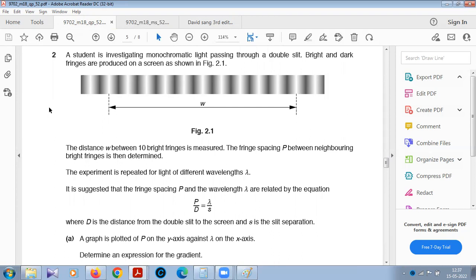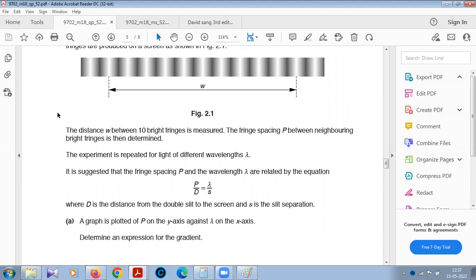You can observe constructive and destructive interference. Wherever you find constructive interference, there are bright patterns, and in between there are dark spots, which is destructive interference. This is called fringes. If I place a screen somewhere ahead of the double slit, we will observe this kind of pattern: alternate dark and bright spots of equal length.